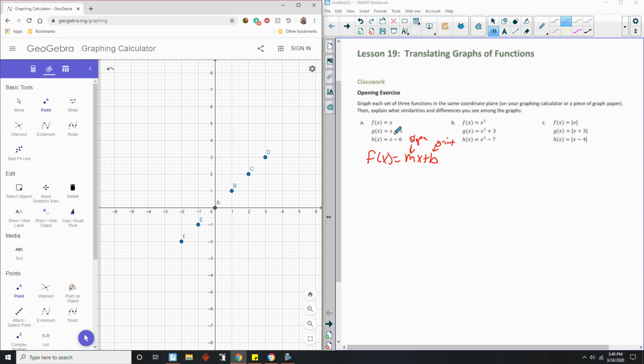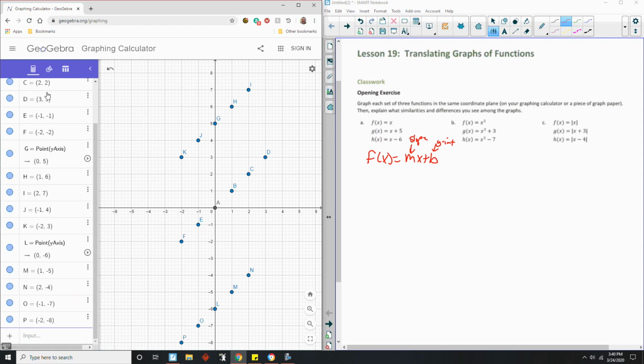The next function, g of x equals x plus 5, my y-intercept is 5, with the same slope of up 1 over 1, up 1 over 1, and so on. So these are the points. H of x equals x minus 6. The minus 6 is your y-intercept, and if you go up 1 over 1 or down 1 over 1, that is where they are going to be.